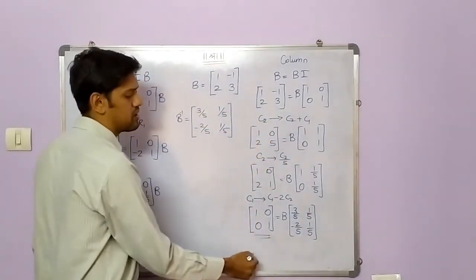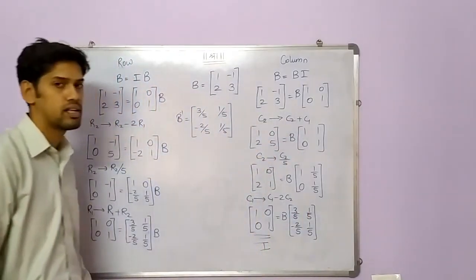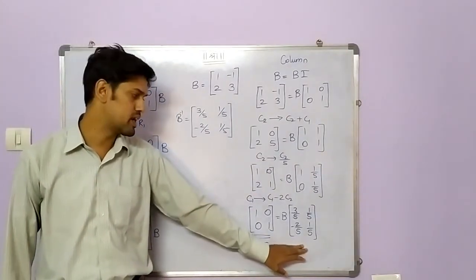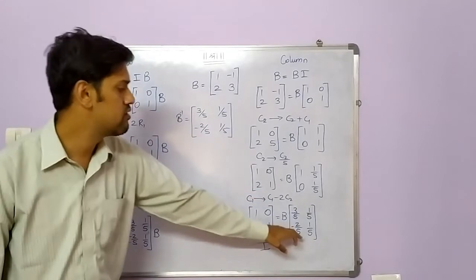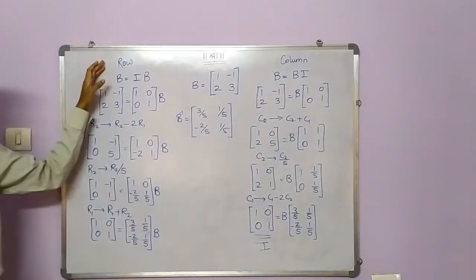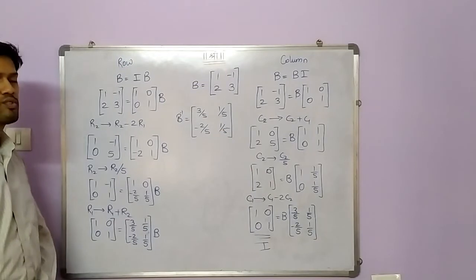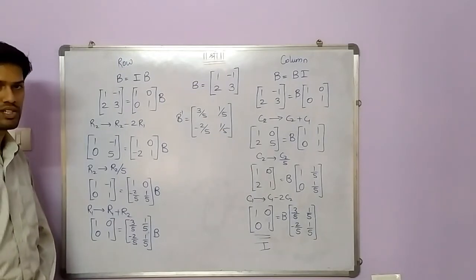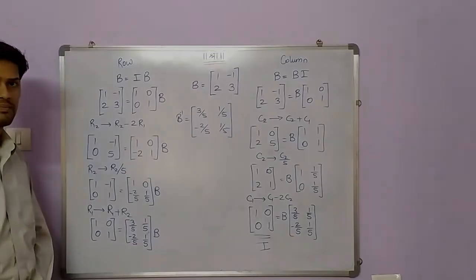Since this has become identity matrix, the method will stop here. We have already obtained the inverse of a matrix, and if you observe it with the one we had got using row transformation, they both are same. This is how you will find the inverse of a matrix using elementary transformation or elementary operations.